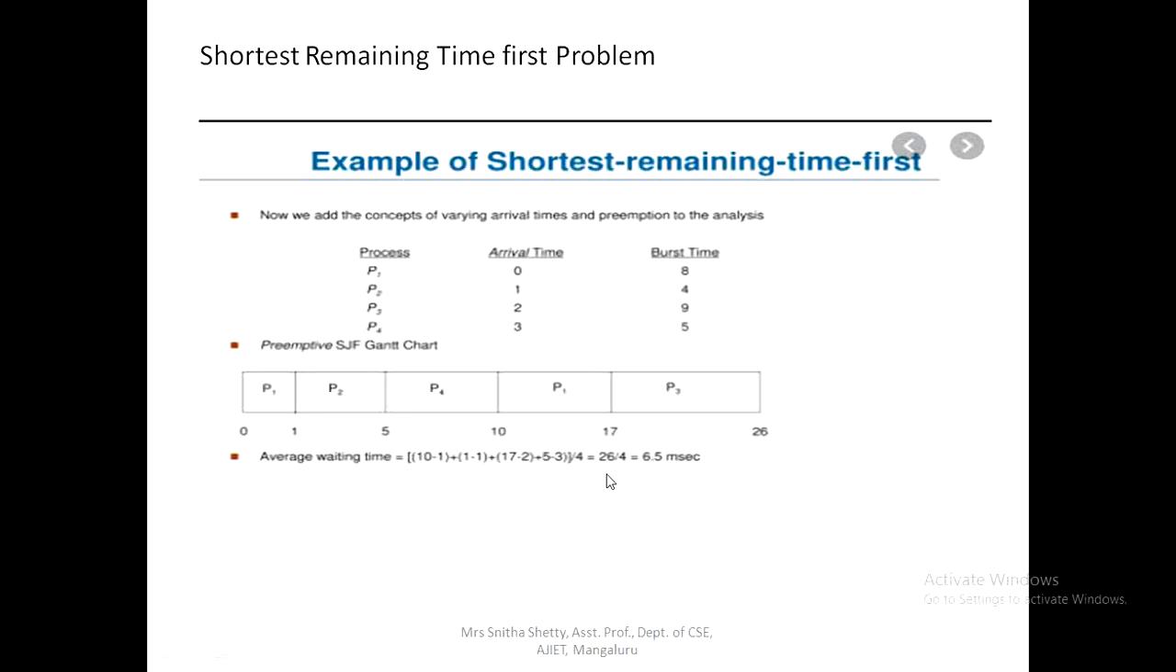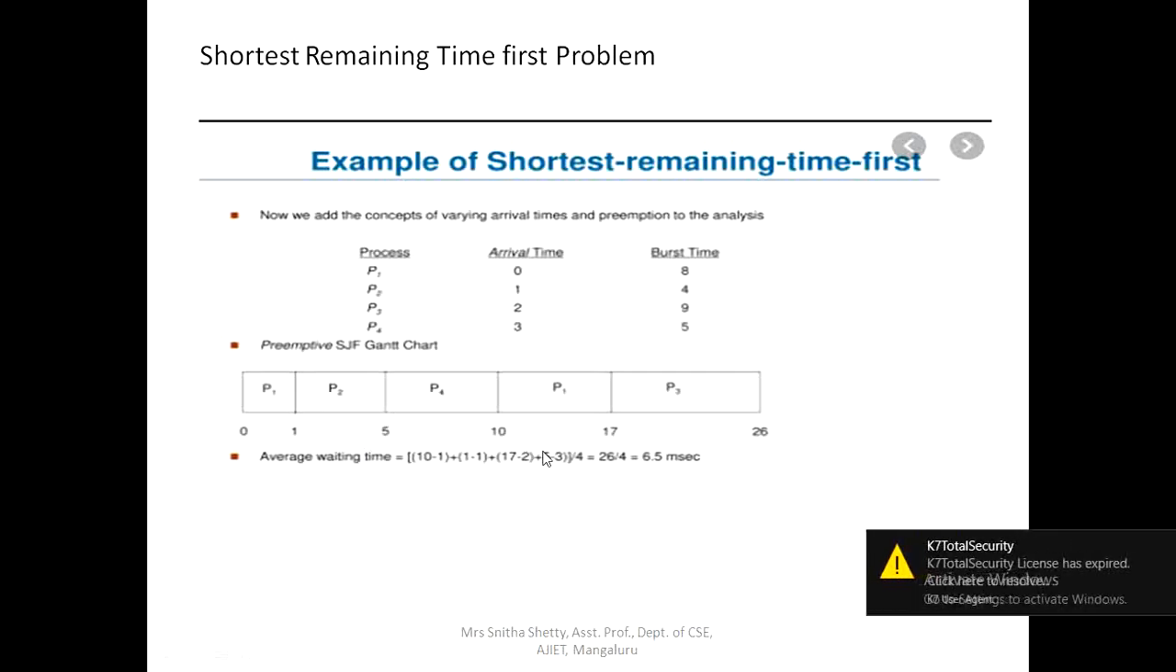Now how do we calculate the turnaround time? Turnaround time is nothing but completion time minus arrival time. So P1 completed at 17, minus arrival time 0, so the turnaround time of P1 is 17. For P2, it finished at 5 and came at 1. So 5 minus 1 is 4.